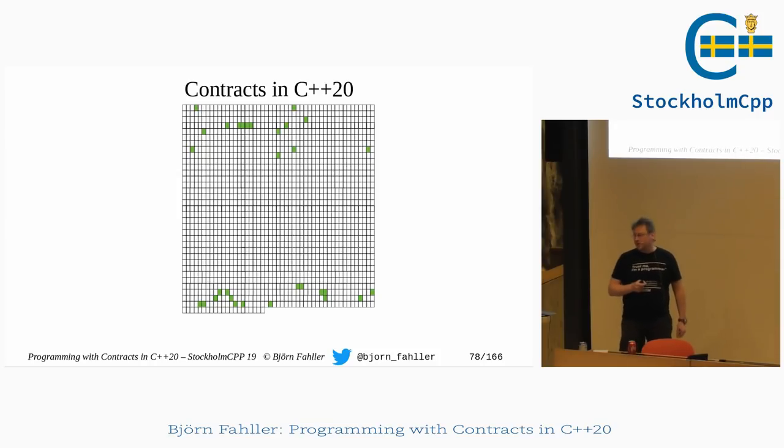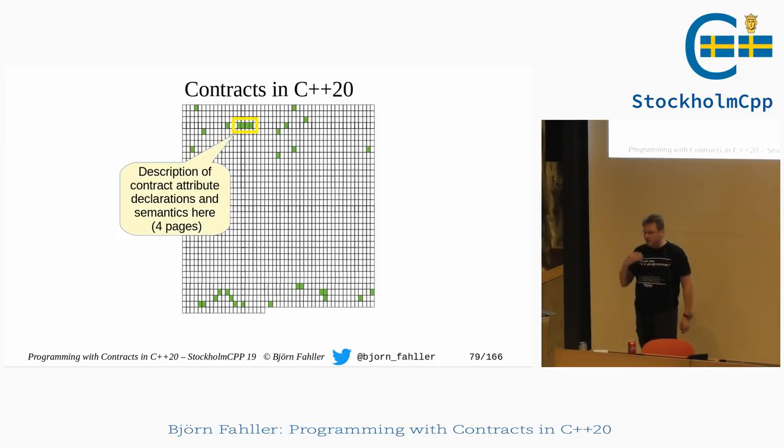The green ones mention contracts one way or the other. The first line is just a table of contents. The last few lines are indexes and such. So it's just a scattered few places. This is not a huge thing in the standard. The main functionality is described in these four pages. There are really only four pages, truly.